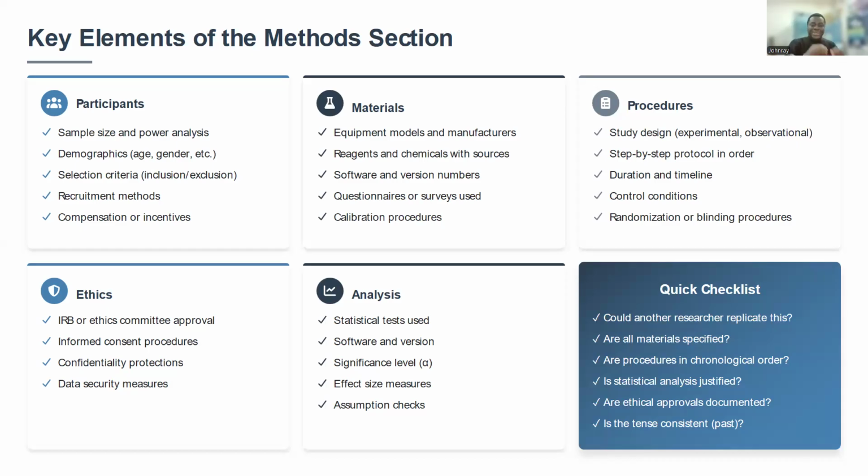And also, the tense you use must be past tense. It will not be present or continuous. It must be past, because you have done it already. You are reporting on it. It should be in a report form. Yes, I think basically in the methodology, these are the key things which must be covered.